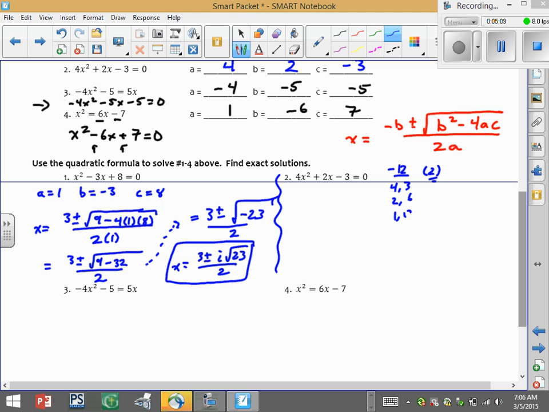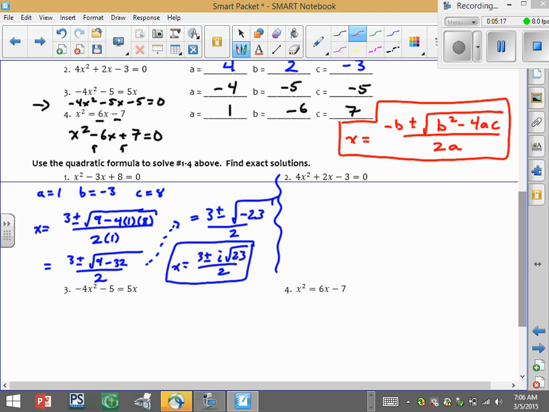1 and 12. There's no way to get that to be 2. This cannot be factored. That's why the quadratic formula, which is right here in red, is very, very helpful. So here a equals 4, b equals 2, c equals negative 3. So here we go. We want opposite b. So we want the opposite of 2, which is negative 2, plus or minus.